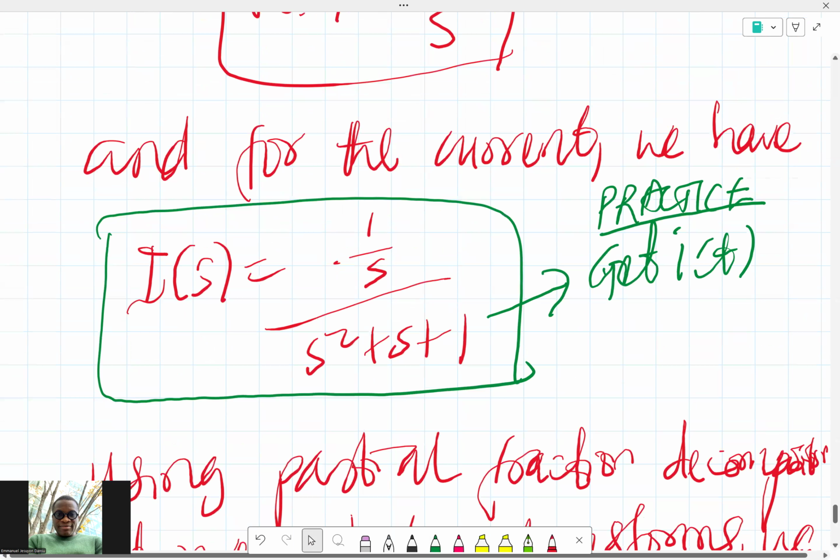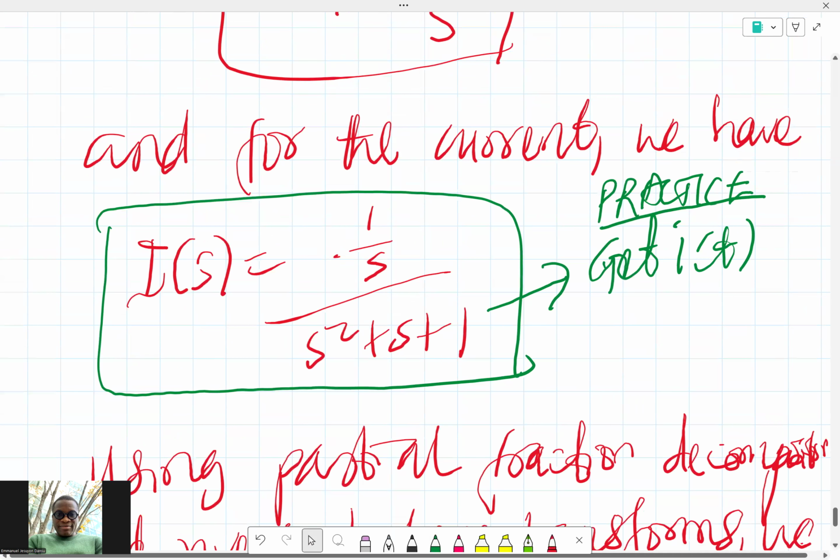Don't forget the practice. Find I of t from this expression of I of S from the RLC circuit. Let that be the assignment.